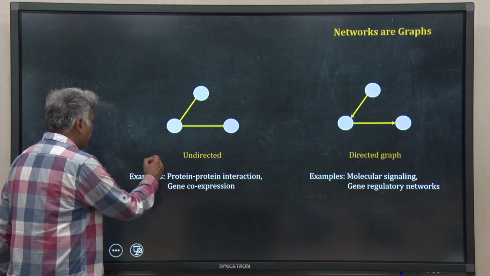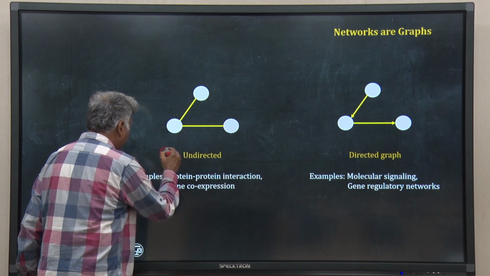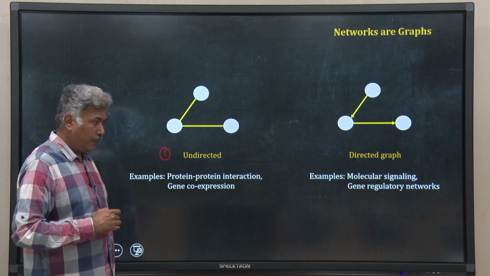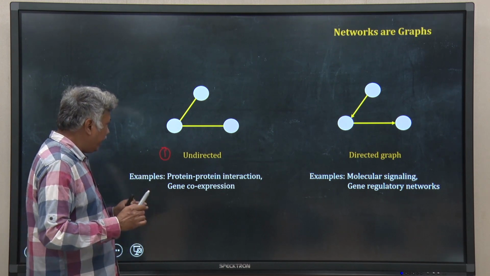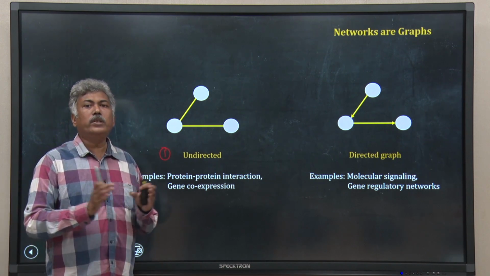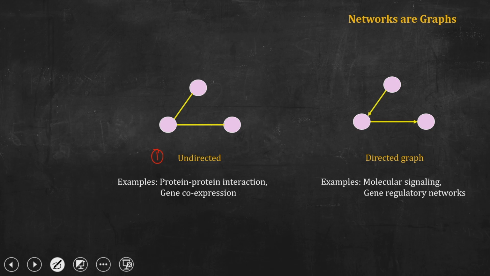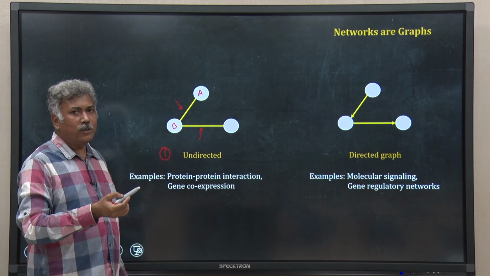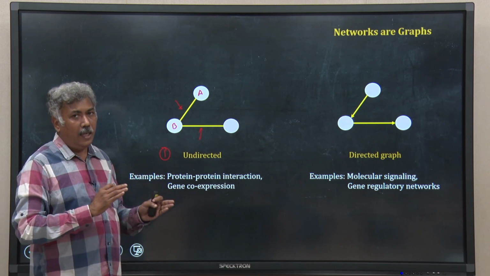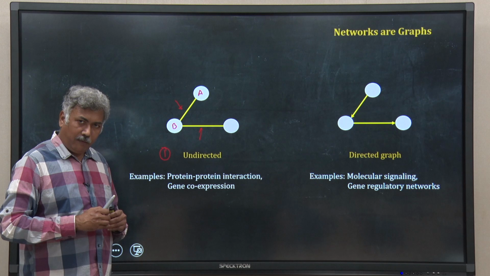For example, one common type of graph which you will encounter very frequently is called an undirected graph. What is an undirected graph? An undirected graph will have nodes and the edges have no direction. As you can see here, this is one edge and this is one edge. Suppose this is A and this is B. I can say the edge is from A to B, I can also say the edge is from B to A. So, there is no directionality in this connection between A and B. So, it is an undirected graph.